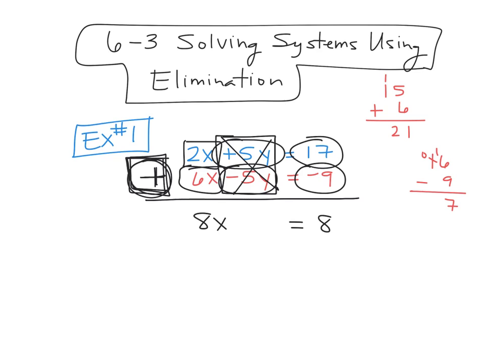So here's your equation. 8x equals 8, okay? Your task is to solve that. So if 8x equals 8, you're going to divide by 8 on both sides. So you get x equals 1.